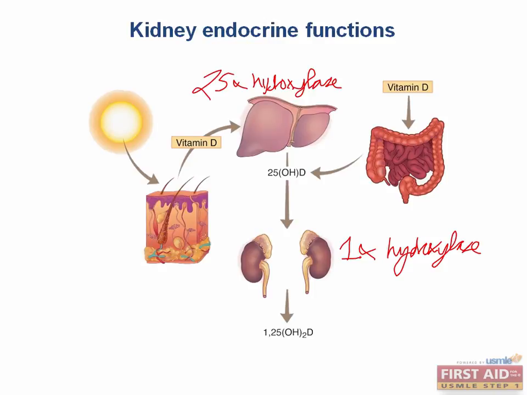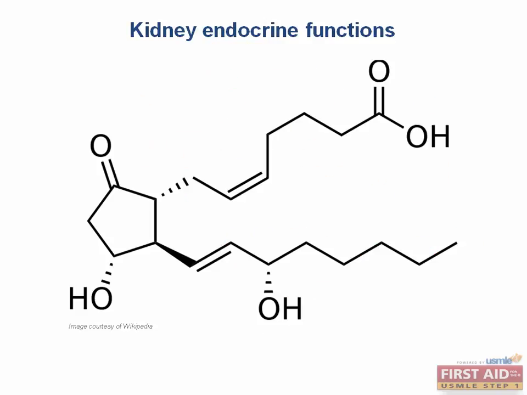Well, 1,25-hydroxyvitamin D, or activated vitamin D, will increase the intestinal absorption of both calcium and phosphate. It also increases renal calcium reabsorption and decreases phosphate reabsorption. A clinically relevant note is that renal failure can lead to decreased production of vitamin D and subsequent bone problems. Do you know the term for this condition? Renal osteodystrophy. Next, we have a paracrine hormone, which belongs to a group of hormones called prostaglandins.